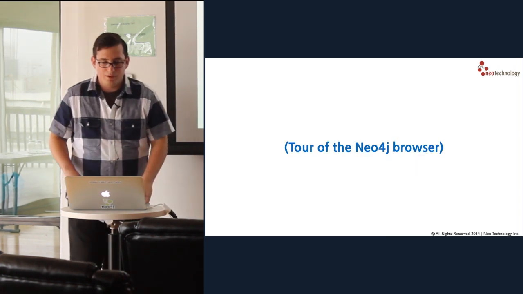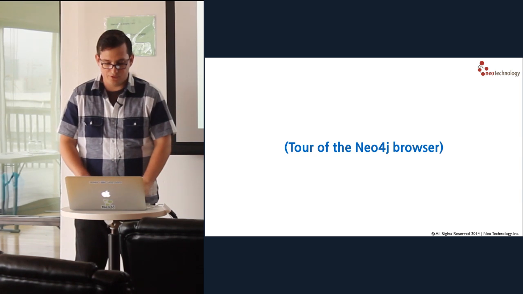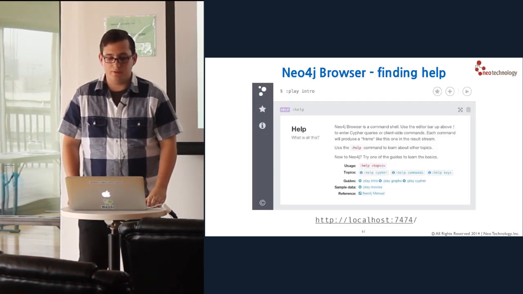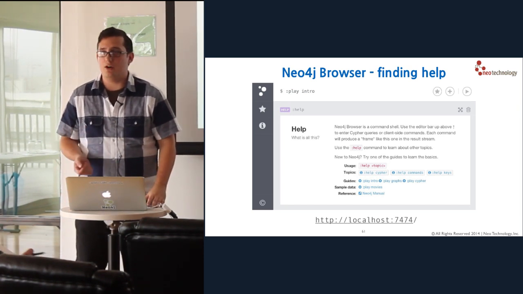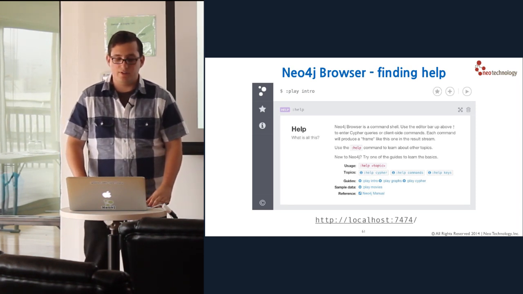Cool. So now let's actually look at the browser. Let's do a live product demo of Neo4j Browser. First, let me explain a little bit about the browser. So in the Neo4j Browser, it's basically just a web-based shell, a REPL if you will, that allows you to execute queries over a browser and to visualize results. So that's the basic rundown.